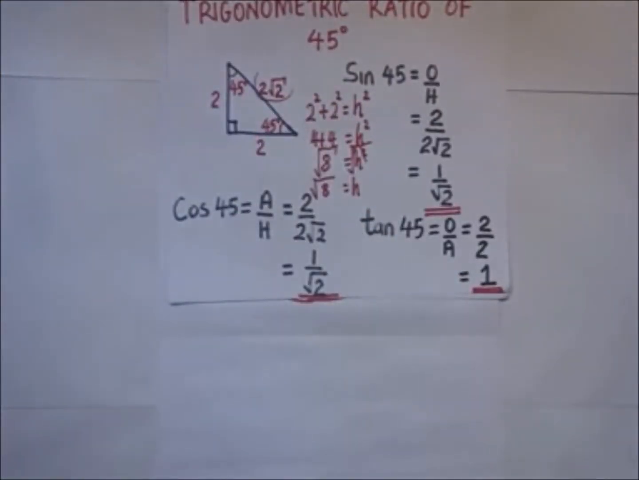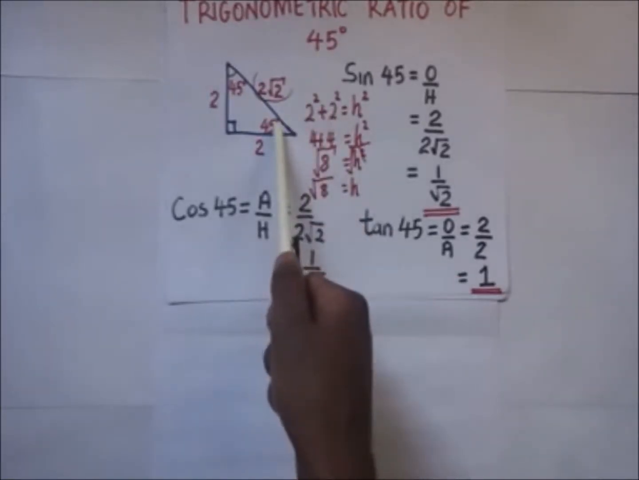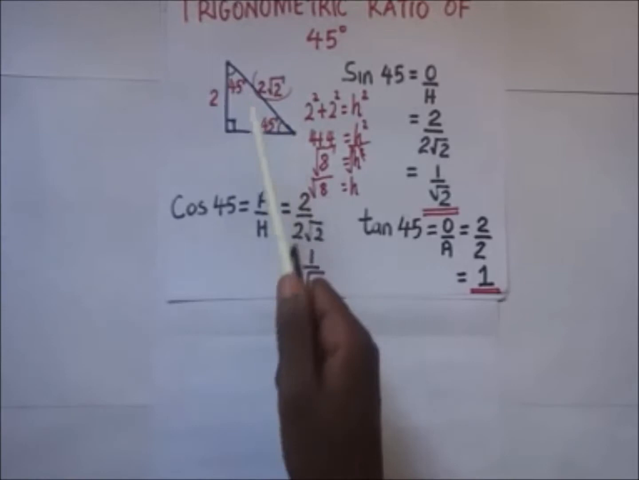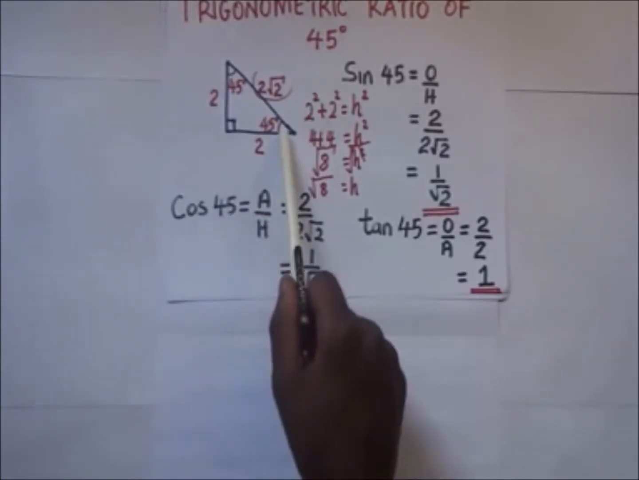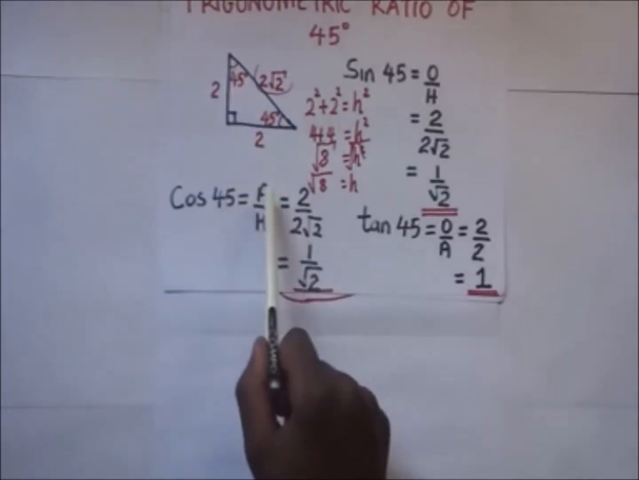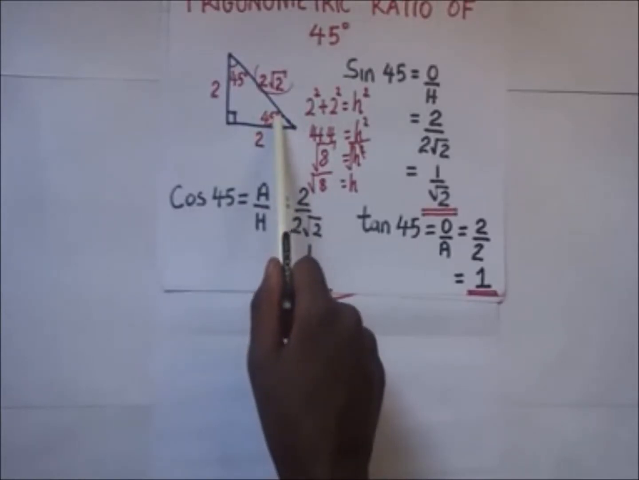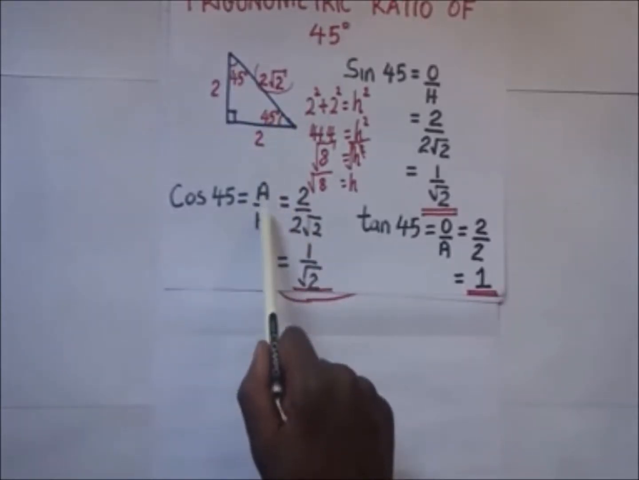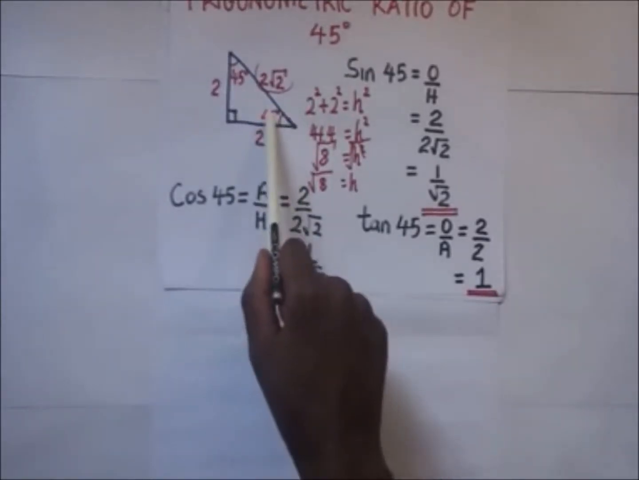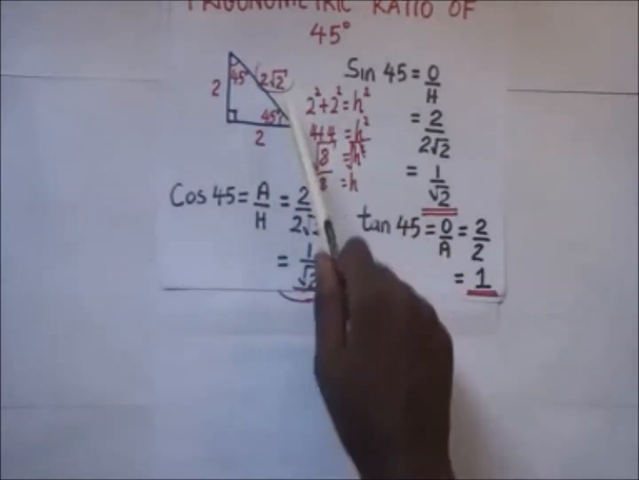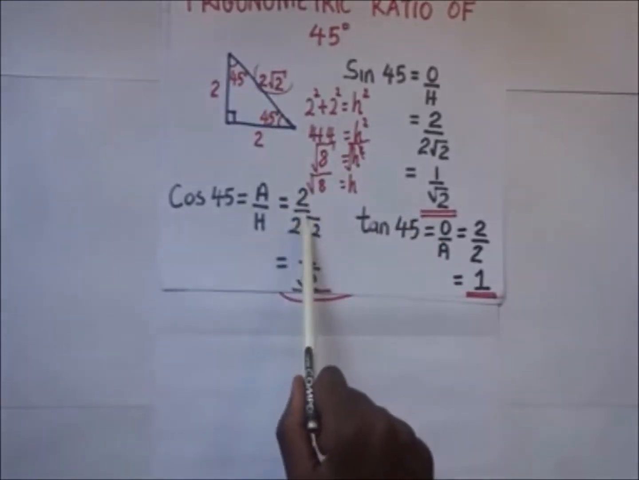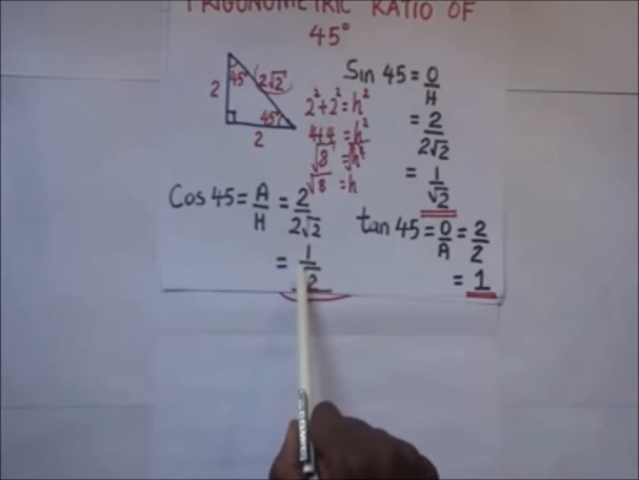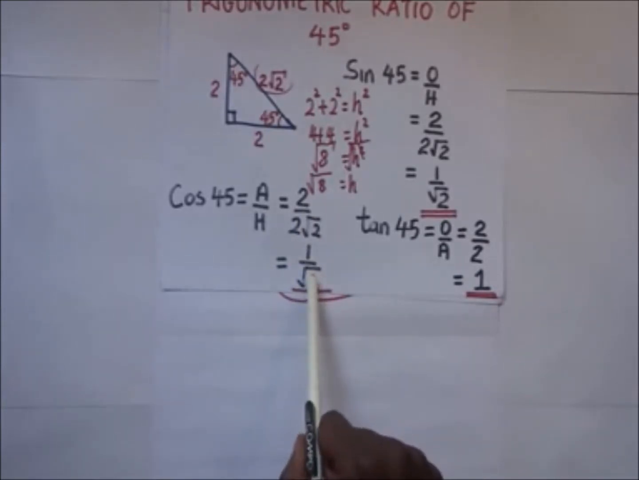So after getting our hypotenuse like that, the rest is just using SOHCAHTOA. This is 45 degrees, that's 45 degrees. So cosine of 45 is going to be... cosine is adjacent over hypotenuse. The adjacent one here is 2 over hypotenuse, which is 2 root 2. So it is going to be 2 over 2 times the root of 2, and you end up with 1 over root of 2.